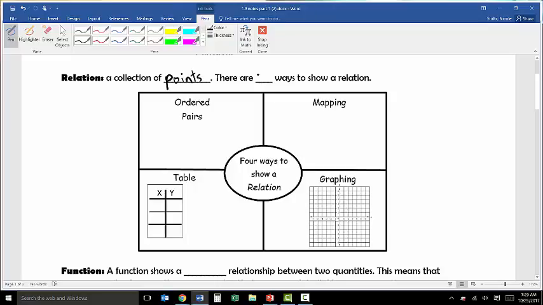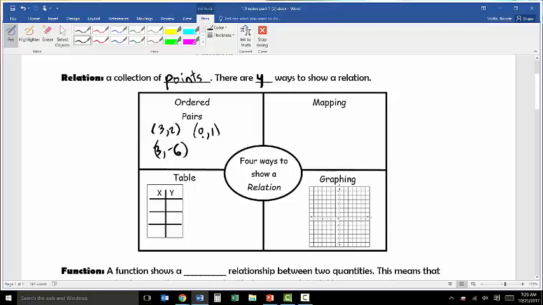So with that, there's actually 4 ways that you can show this so-called collection. So you can actually just write the ordered pairs if you want. So let's just do (3, 2), (0, 1), and (3, negative 6). So we'll just do those for an example. But that's one way to show that relation. So that whole group of ordered pairs is a relation.